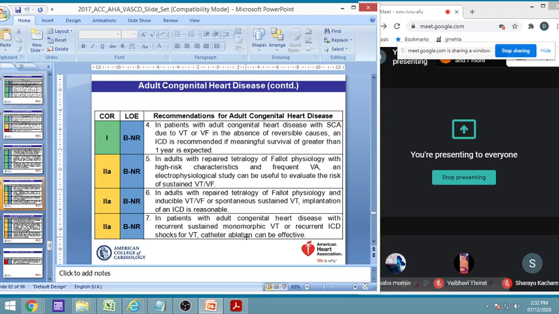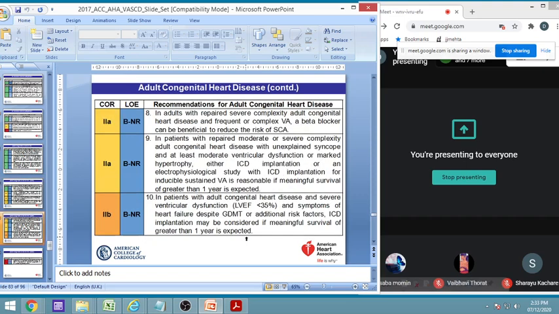Then in various situations where high-risk characteristics and frequent ventricular arrhythmias are there, electrophysiological studies should be done to evaluate the reason behind it. And in patients with adult congenital heart disease, we can have ventricular tachyarrhythmias or recurrent ICD shocks for ventricular tachycardias. Catheter ablation can also be effective. Then next are other recommendations, which have class of recommendation 2, 2A or 2B. So what are they?